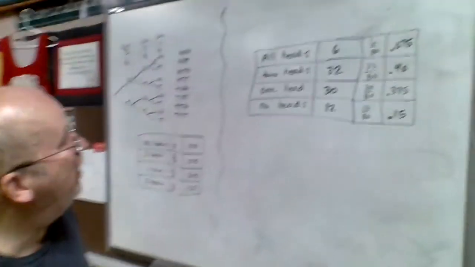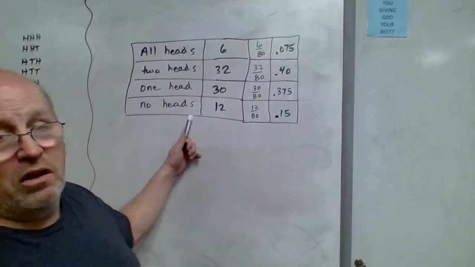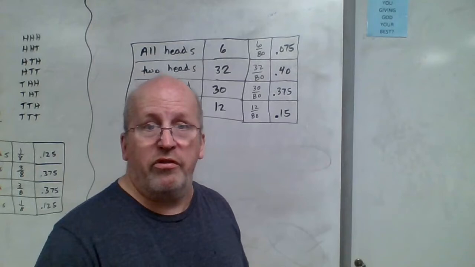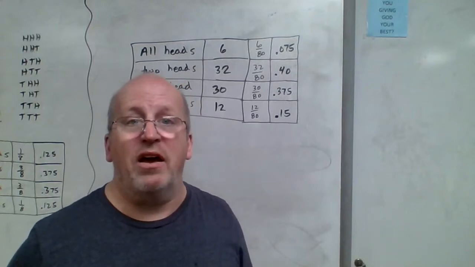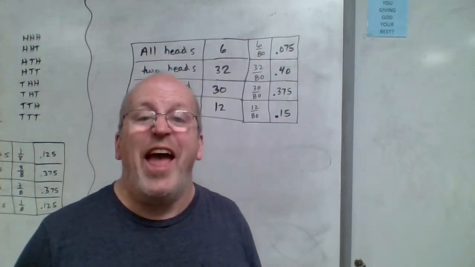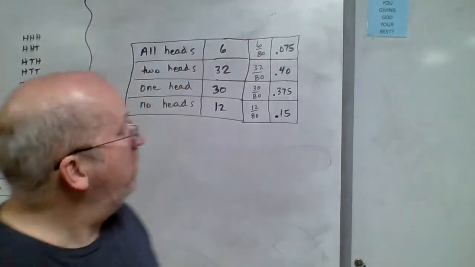Let's take a look at this in another circumstance over here. Imagine somebody tossed 3 coins and kept track of what happened. And they tossed these 3 coins 80 different times and kept track every single time what happened.